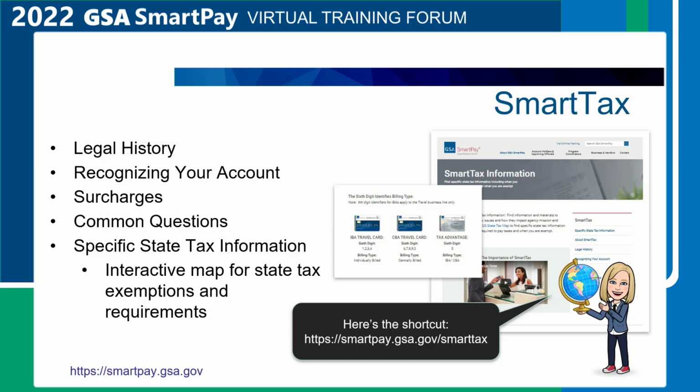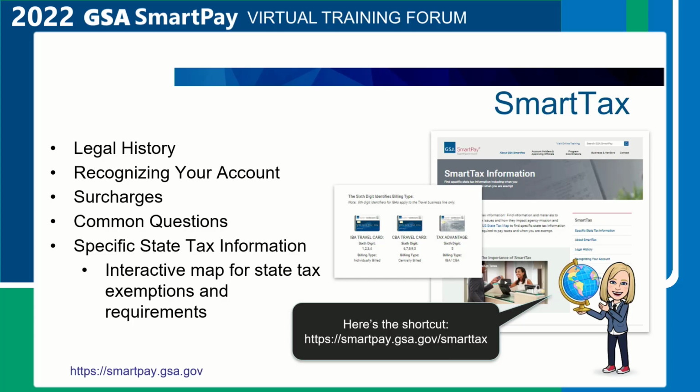How do you recognize your account? This is an area of the website that explains what the account numbers mean and how to identify if your travel account is a centrally billed account, CBA, or an individually billed account, IBA. This information is key when identifying tax-exempt status.